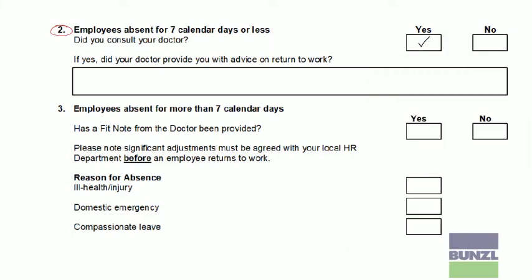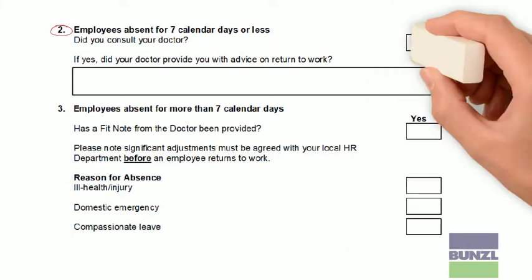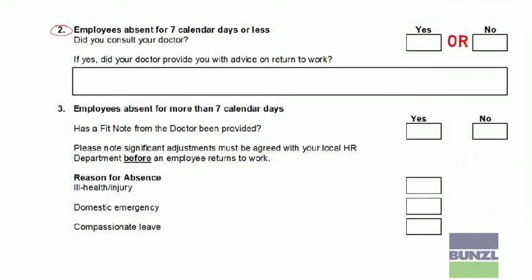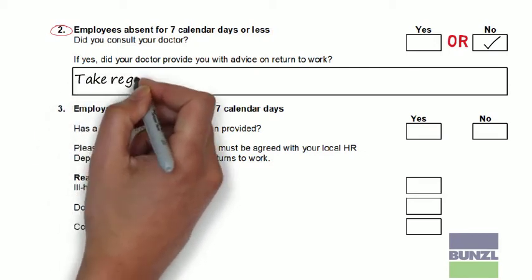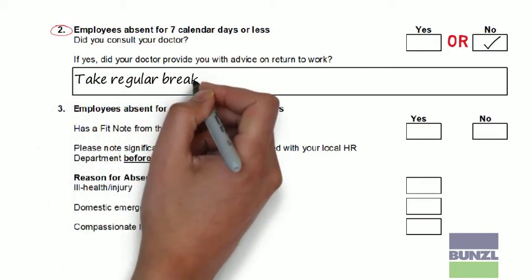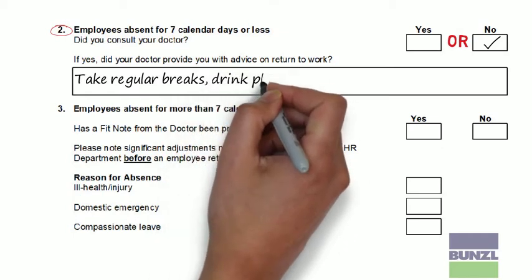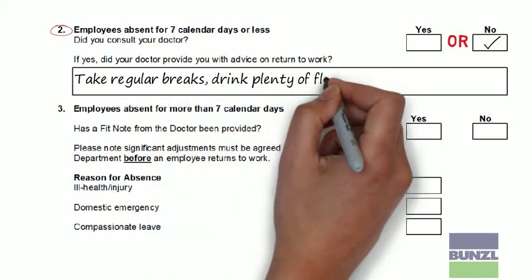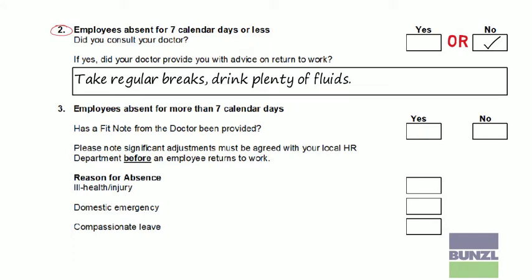So, did you consult the doctor? Did the employee have any appointments or contact with their GP during their absence? Please tick yes or no. If the employee answers yes, please note below any advice that the doctor provided the employee. This may help identify any support or reasonable allowances the employee needs upon their return.